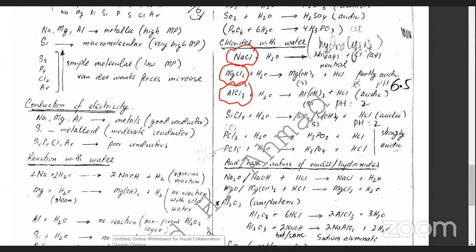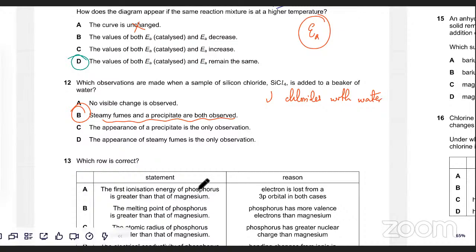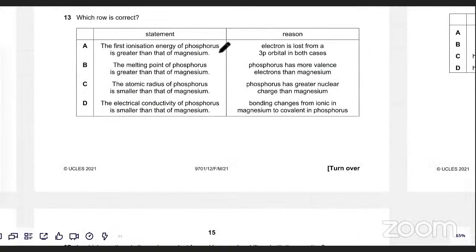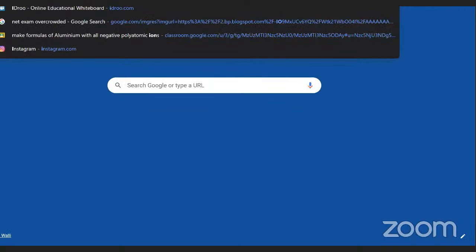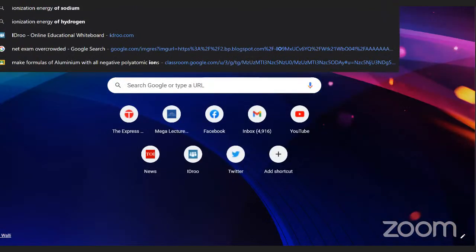Yes, sir. So which row is correct? The first ionization energy of phosphorus is greater than that of magnesium. So it's about ionization energy. What happens when you move across the period? Phosphorus and magnesium are in the same period. So I'm just going to Google ionization energy and look at a graph.